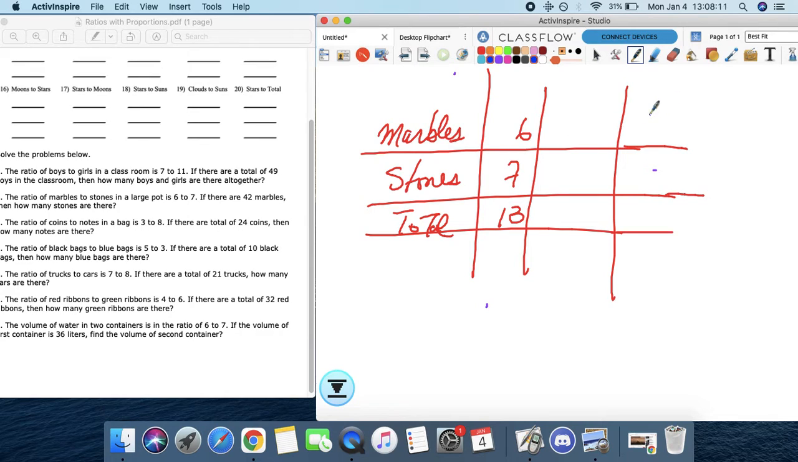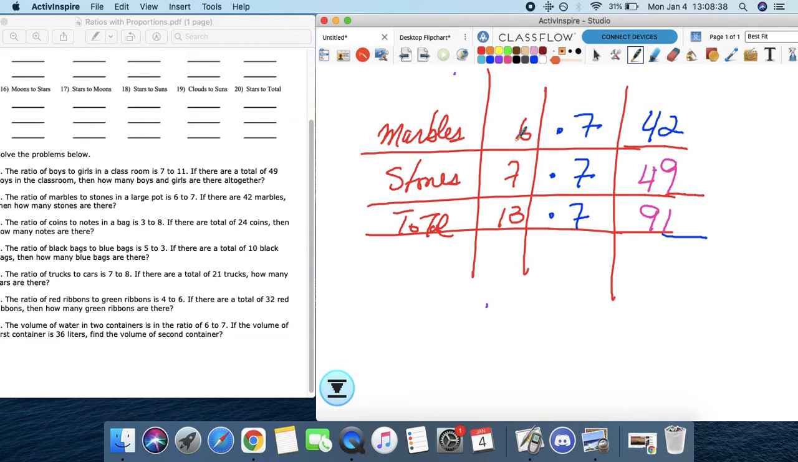But what happens when I change the number of marbles? Instead of 6 marbles, I have 42 marbles. How many stones will I have, and what will be my new total? So find the factor here. 6 times what is 42? Times 7. So we're going to multiply everything times 7. That gives 49 stones, and the total is 91. 13 times 7 is 91, or 42 plus 49 is 91. Doesn't really matter. So here's our complete table.